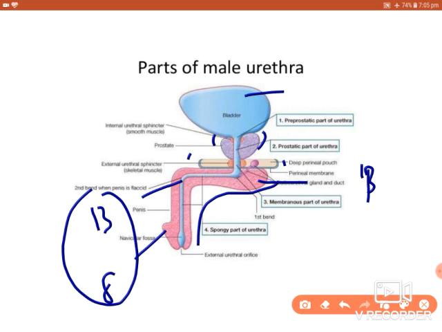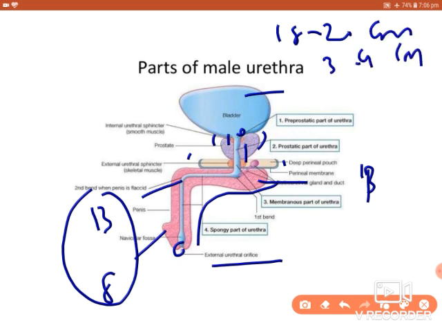Here you can see the blue colored structure, that is the urethra. This is the internal urethral orifice. Then this one is the external urethral orifice or meatus. The total length of the urethra is 18 to 20 centimeters in males and only 3 to 4 centimeters in females.